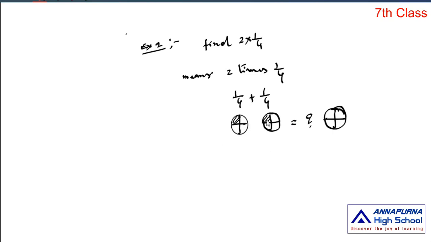So here how many parts are taken? 1. So here 1. Total parts are 2. So the question, how much will the 2 shaded parts represent together? Means how many parts are there? 2. Therefore the answer will shade 2 parts. They will represent as 2 by 4. This is the shaded part, 2 by 4.